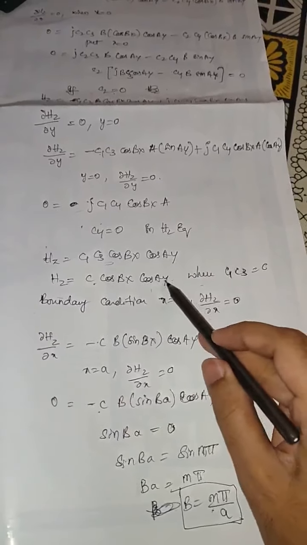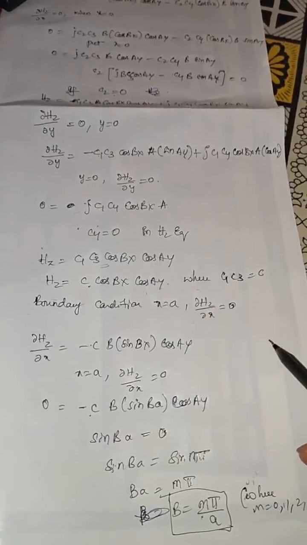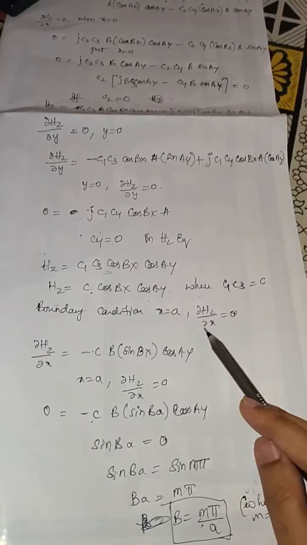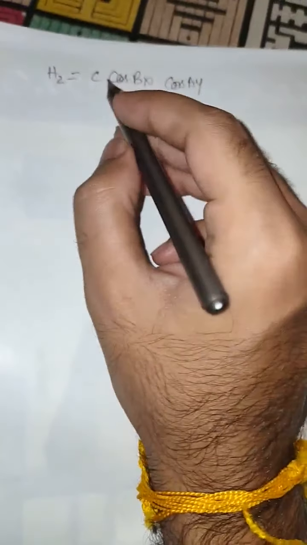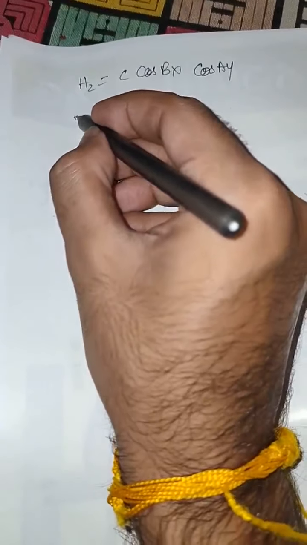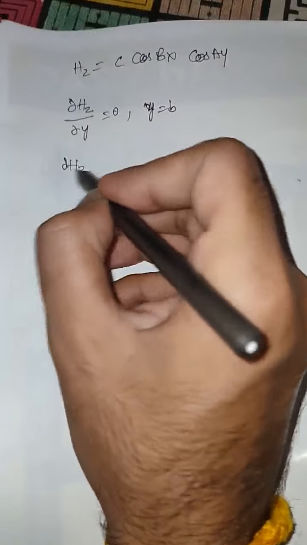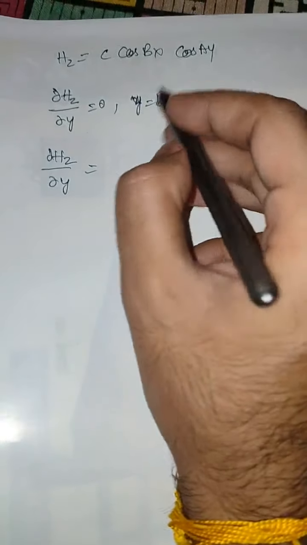Similarly, we want the value of a, which can be obtained by using another boundary condition. That is, at y equal to b, ∂Hz/∂y is equal to 0. So we substitute y equal to b. Now I first want the ∂Hz/∂y equation. This is the Hz equation.